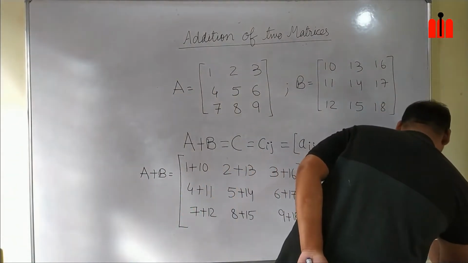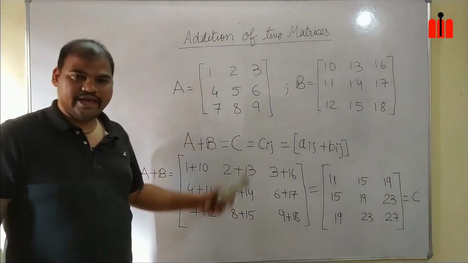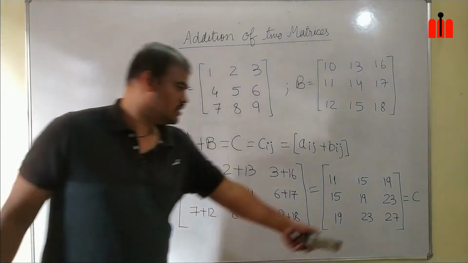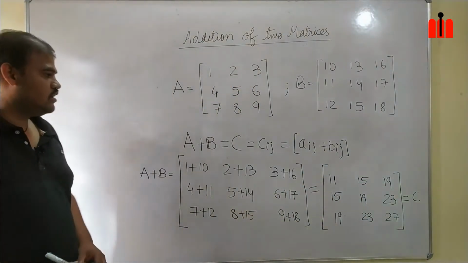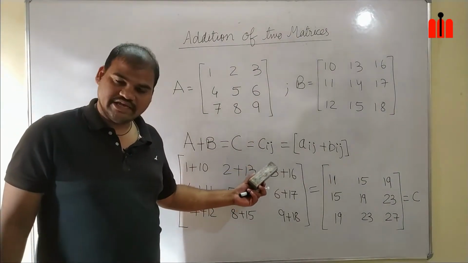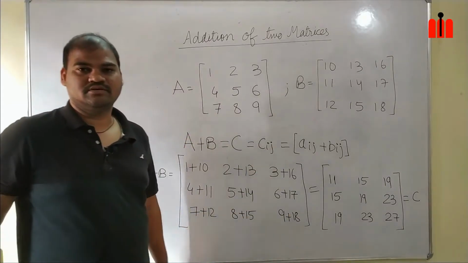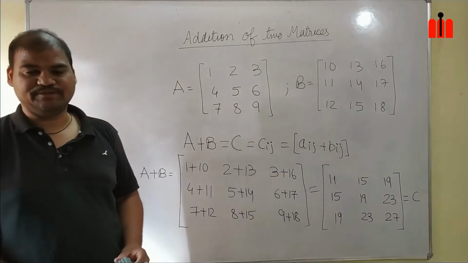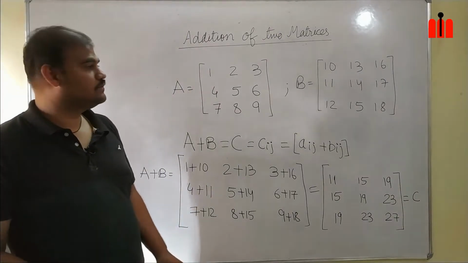So this is denoted by C. So A plus B will give us this matrix, which is the C matrix. So what is the representation of this C matrix? C matrix is nothing but Cij, where Cij is each and every element of that matrix. Cij is equal to Aij plus Bij. Okay, now let's move forward.